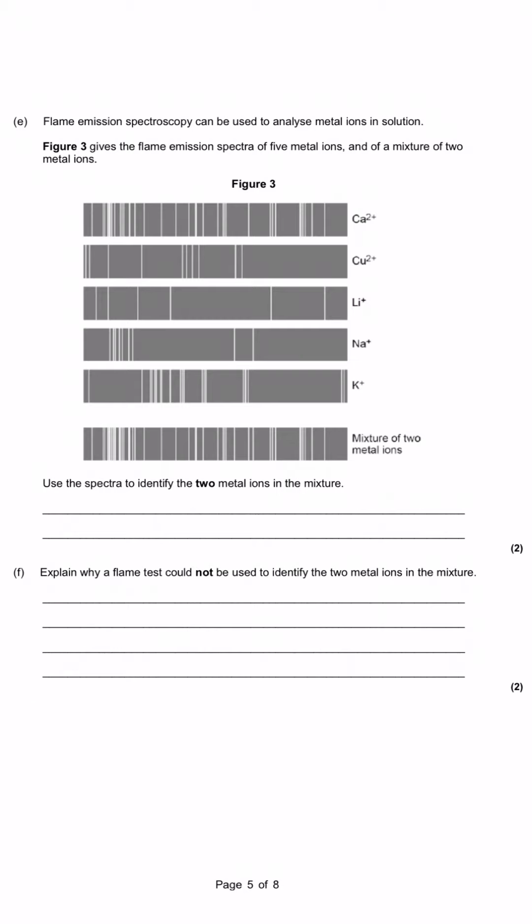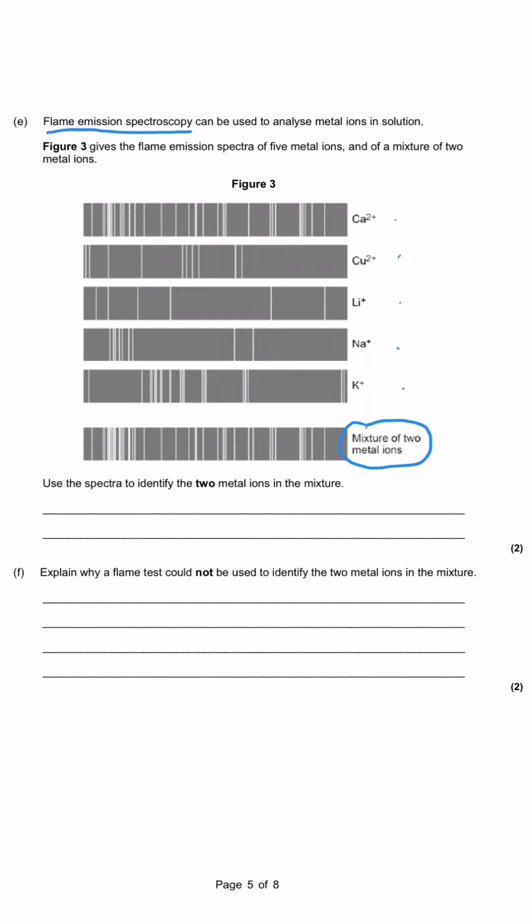Then the question goes on to take a look at flame emission spectroscopy. Now, for most courses, this is only on triple science, and so that means you might not need this if you're doing combined science. But how you approach this question is a bit like how you would approach a chromatography question, because we've got our display for our mixture at the bottom here, and then we've got our 5 different metals that the mixture could be made up from.